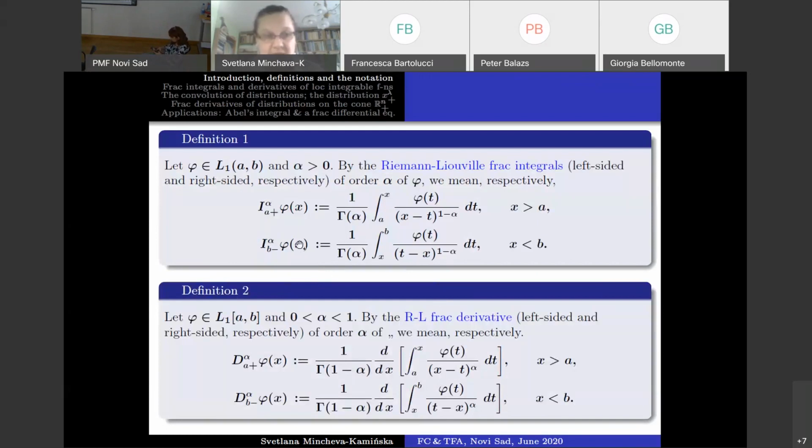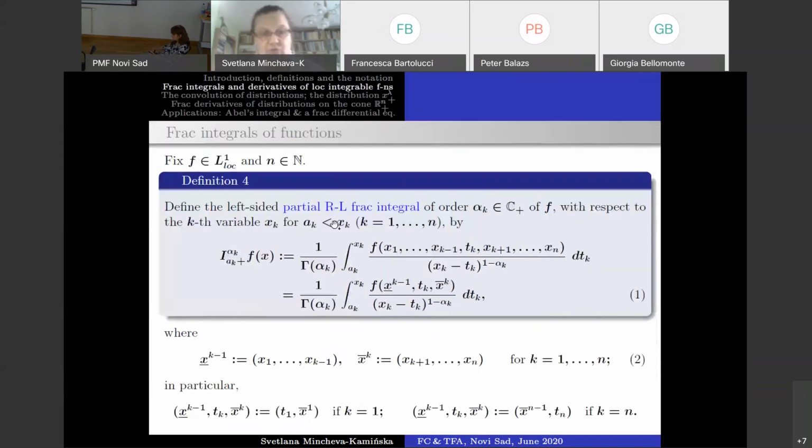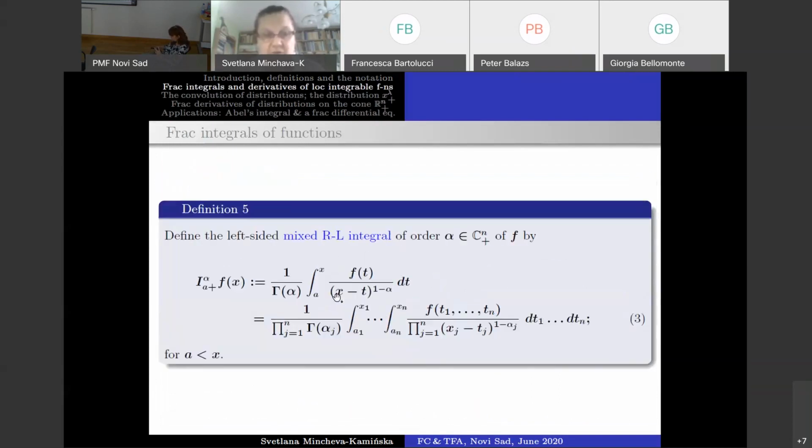At the beginning, let me only show some very well-known definitions of Riemann-Liouville fractional integrals, and for us it is important to show these formulas for partial Riemann-Liouville fractional integrals and respectively so-called mixed Riemann-Liouville fractional integrals in the case when we use the integration over the sum of all n variables of the converted functions.